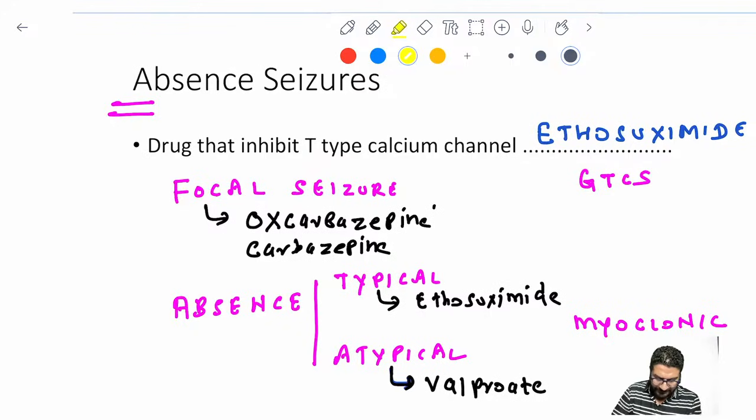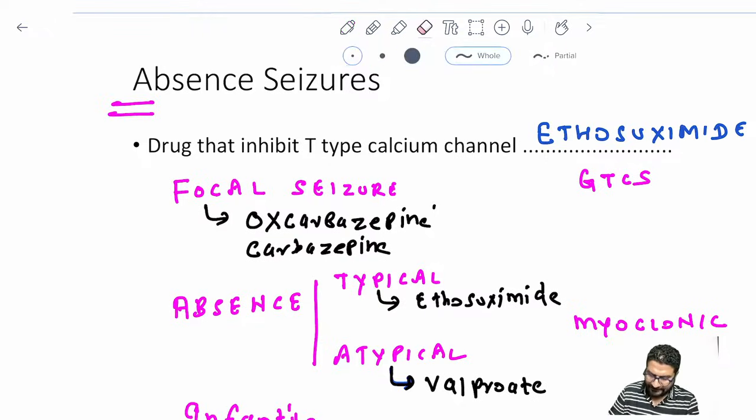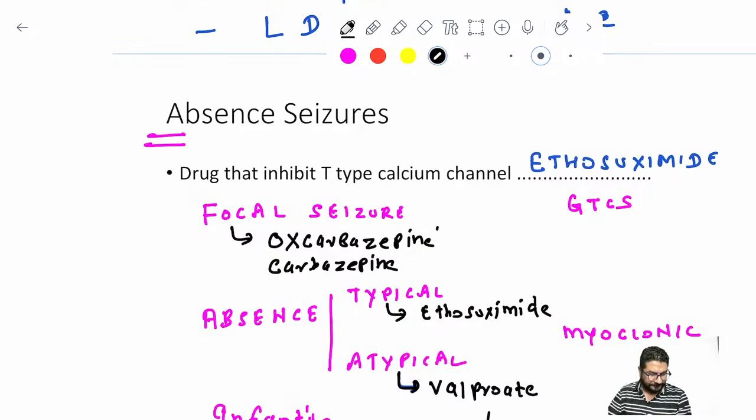Then there is one more thing, infantile spasm. It's like a pediatric question which they ask in the exam. Infantile spasm. In infantile spasm, what do we give? We give ACTH. And if it is associated with tuberous sclerosis, then we give vigabatrin. Done?